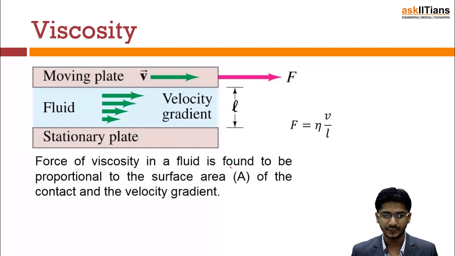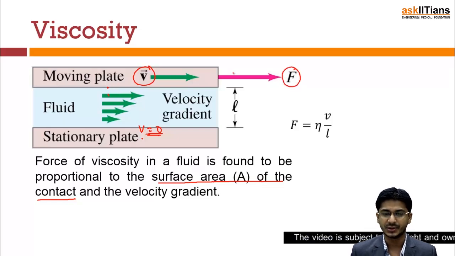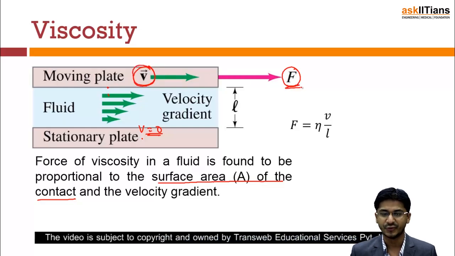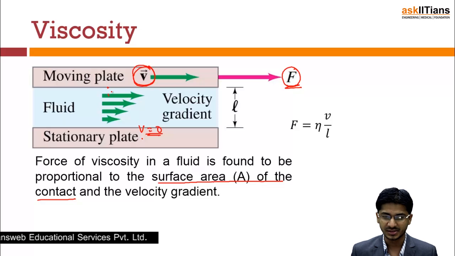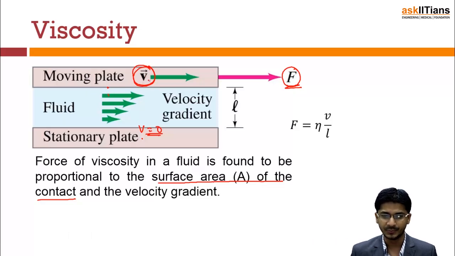The force of viscosity in a fluid is found to be proportional to the surface area of contact. Here, this is a moving plate moving with a velocity v, this is the fluid, and this is a stationary plate. The fluid in contact with the moving plate moves with velocity v, and the fluid in contact with the stationary plate has velocity 0. How do we measure the viscous force? What force should we apply so that the plate moves with a constant velocity v? If we don't apply this force, the plate will stop because it is resisted by viscosity. So to keep it moving with velocity v, we drag it with a force F.